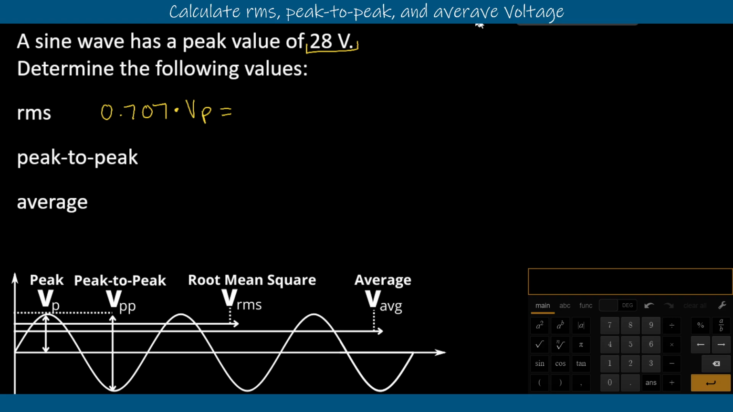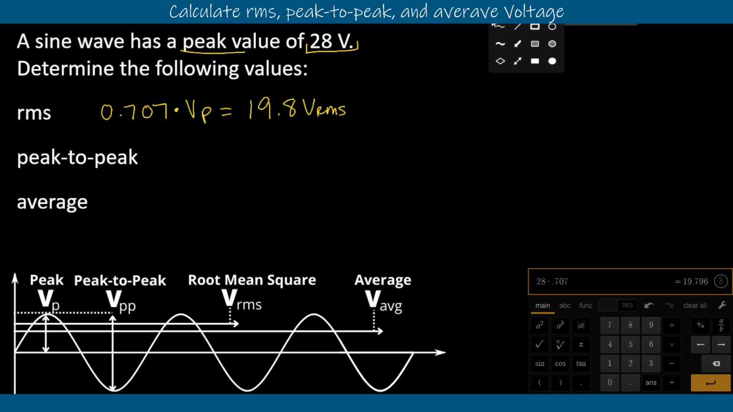So we're going to calculate this out. We know our peak voltage is 28, so we just multiply by 0.707. We'll say 28 times 0.707 gives us 19.796, and we can round that up to 19.8 volts RMS. So if we were to read a sine wave across a component that has 28 volts peak on it, then we should see that our multimeter reads a VRMS value of 19.8 volts.